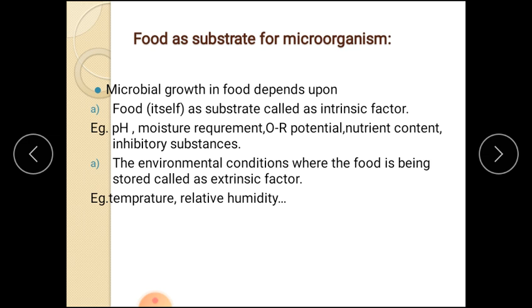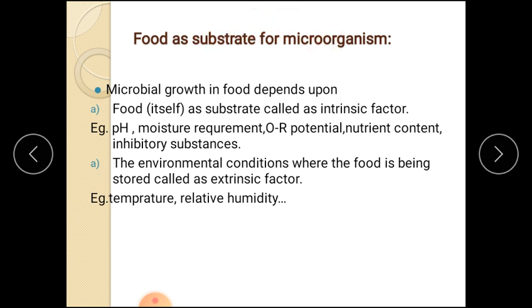Next, the first point in your topic, that is food as a substrate for microorganism. Now why is it called a substrate? Because the organism will grow in that food, multiply in that food and may cause spoilage in that food, so it is called food as a substrate for microorganism.